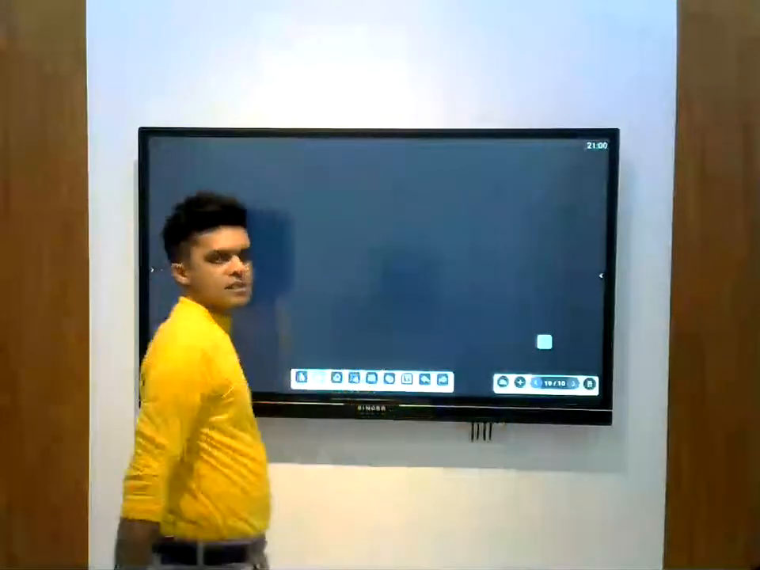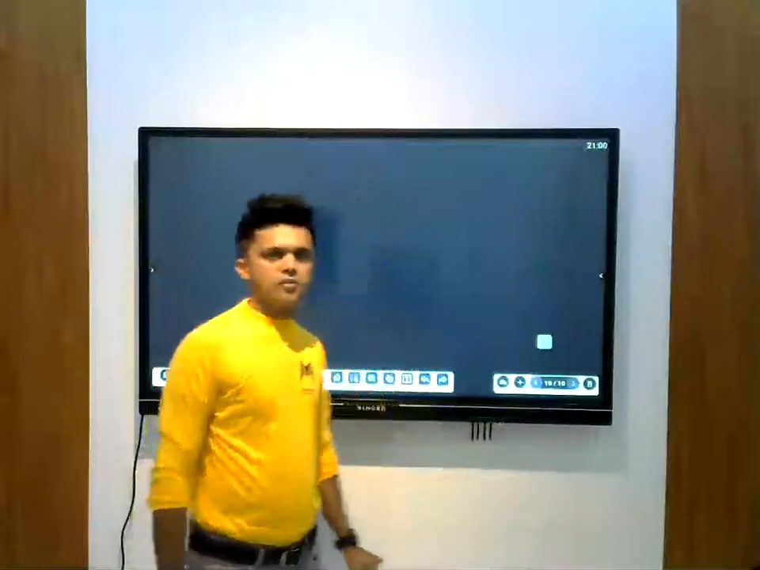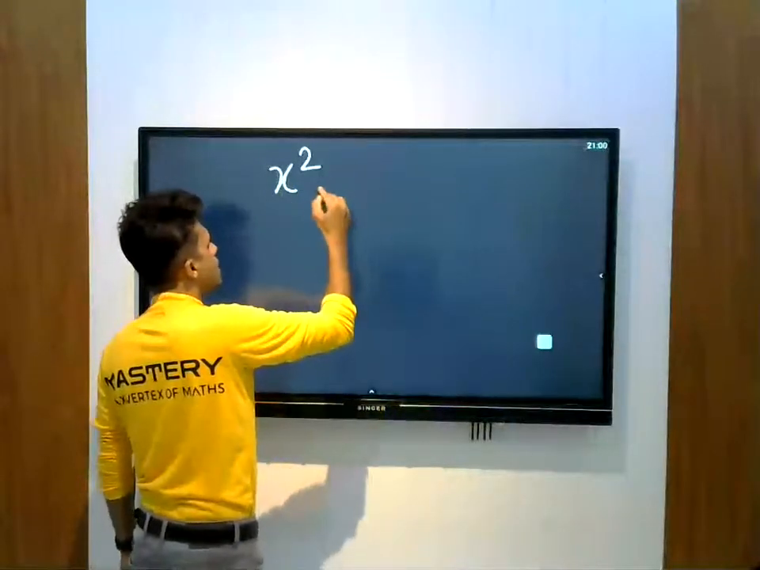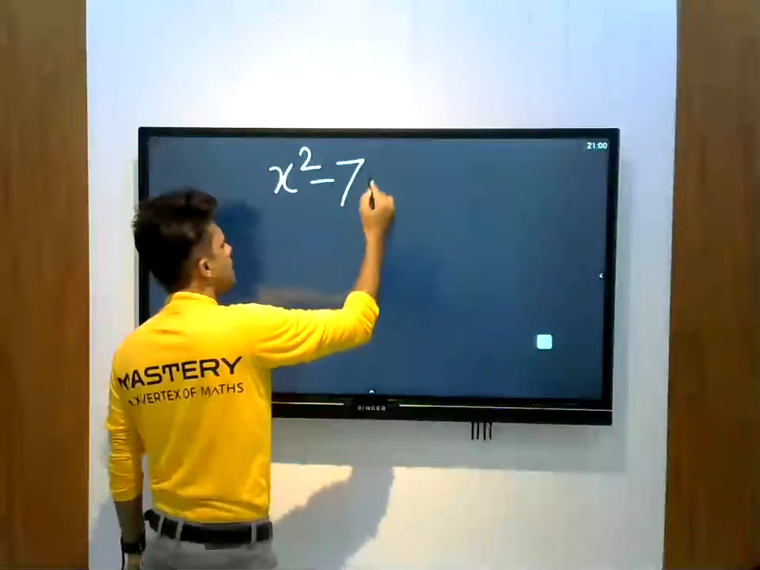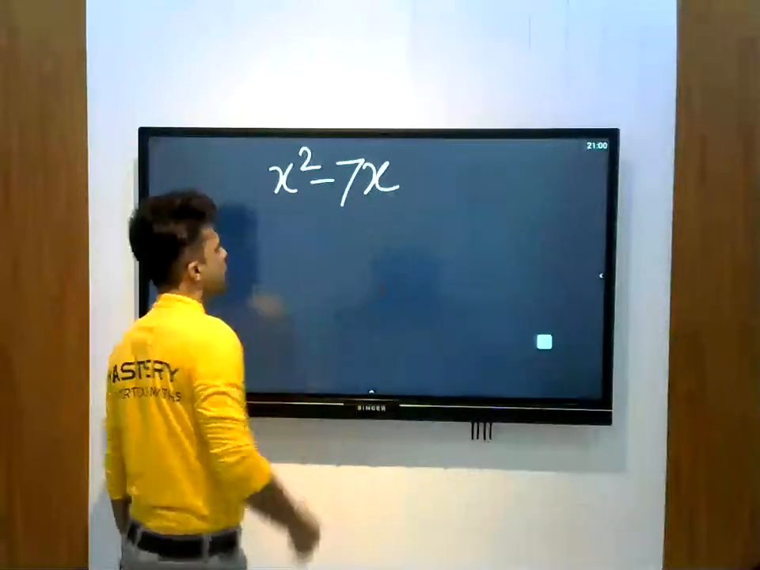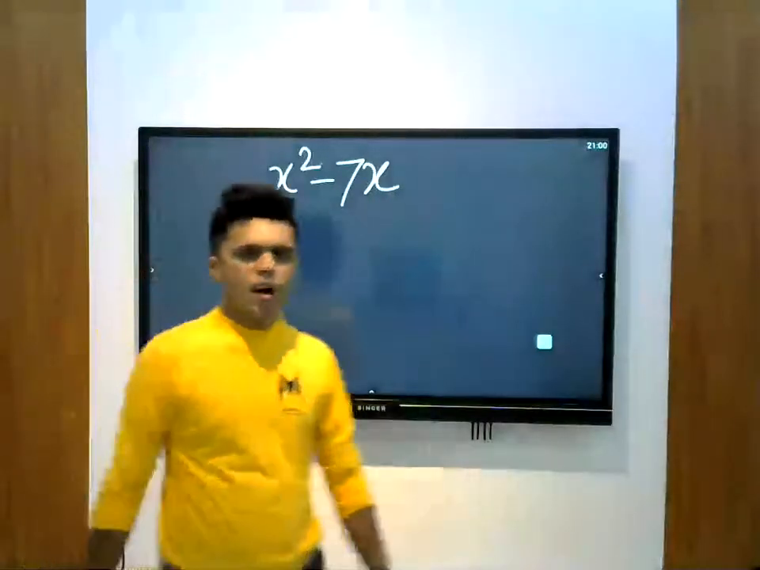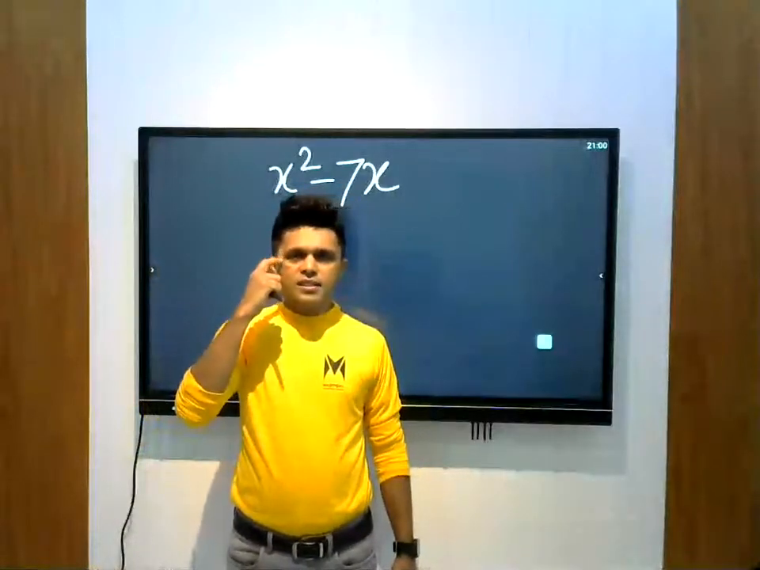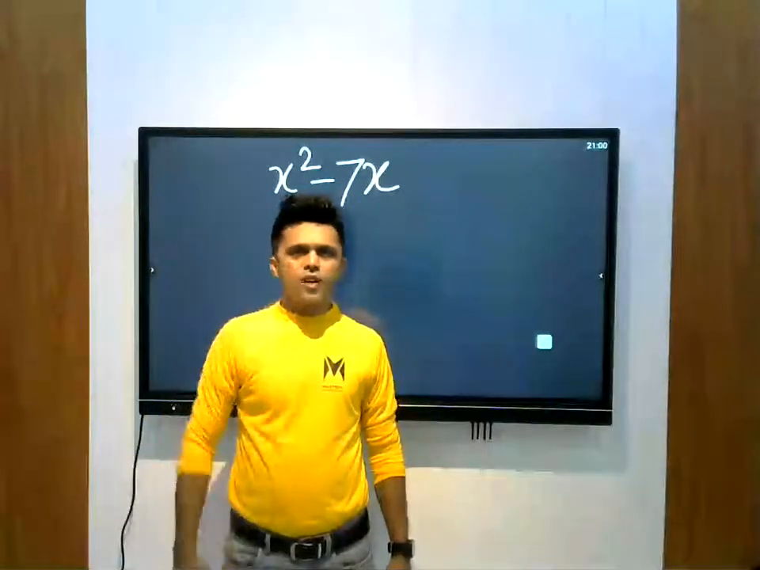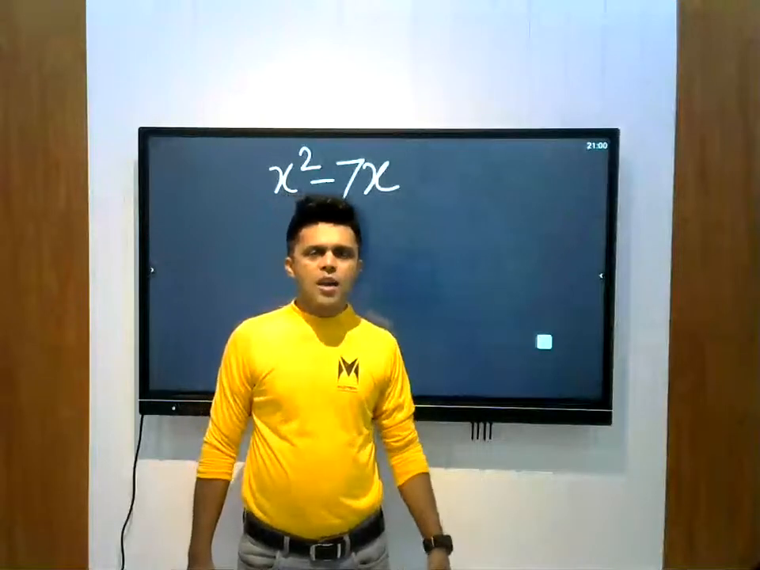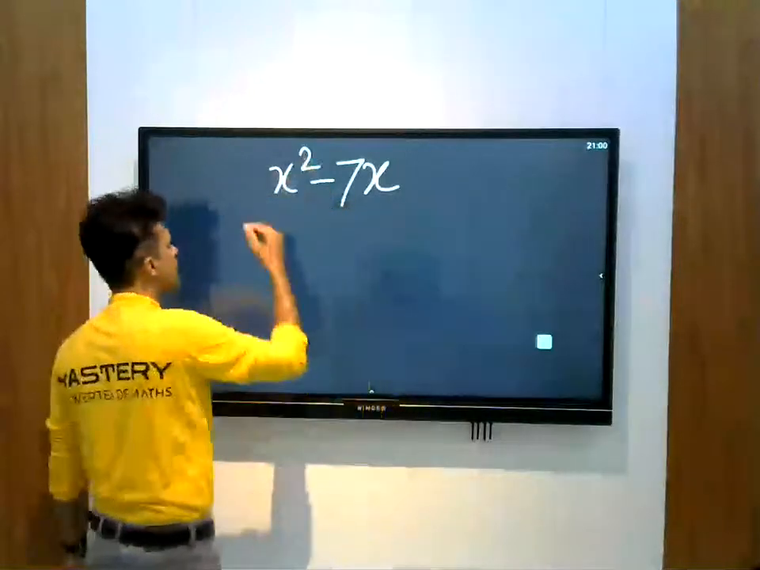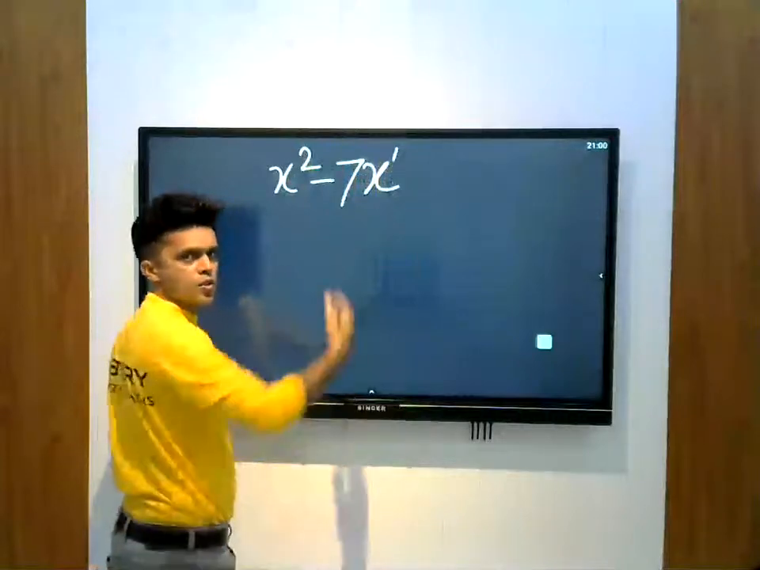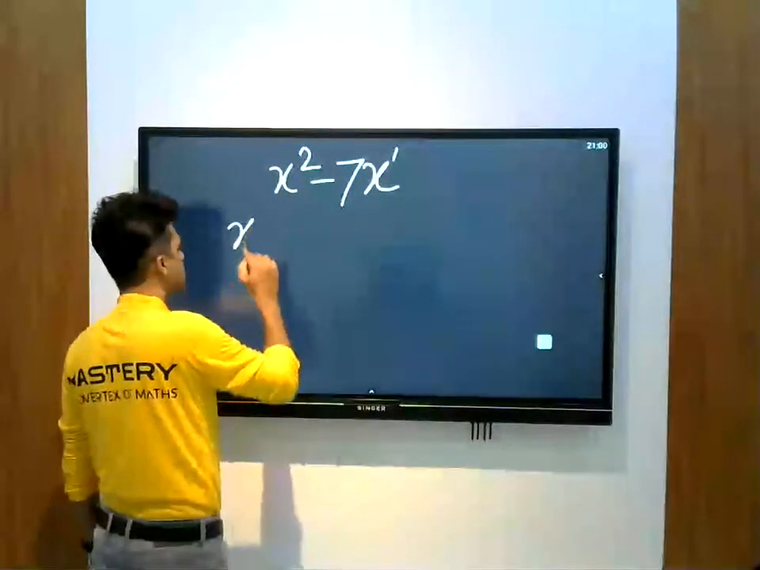How can you factorize this type of one? x squared minus 7x. How can you factorize this type of one? You are able to get the term x as the common factor. Here x to the power 2, here x to the power 1. So you can get x as the common factor.